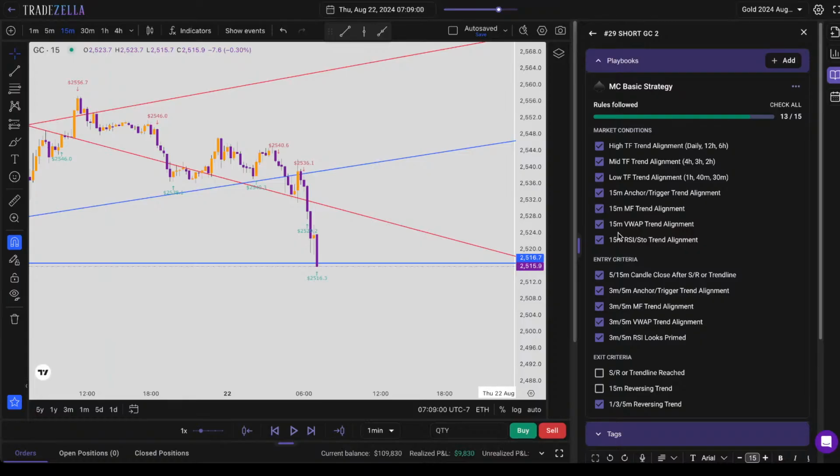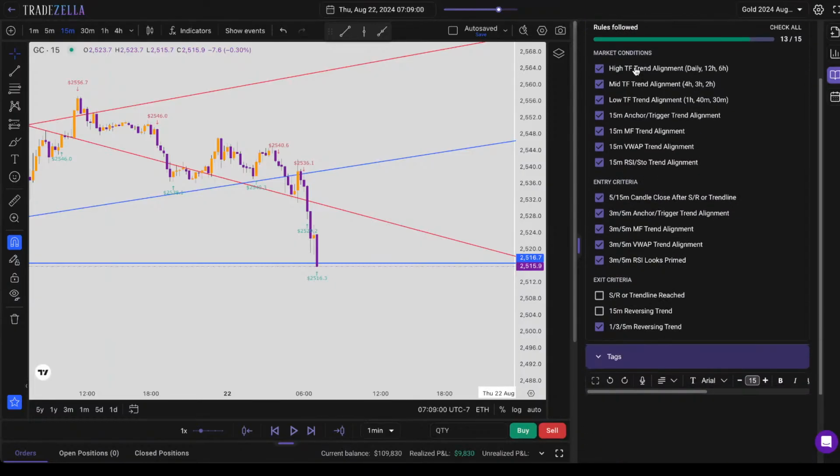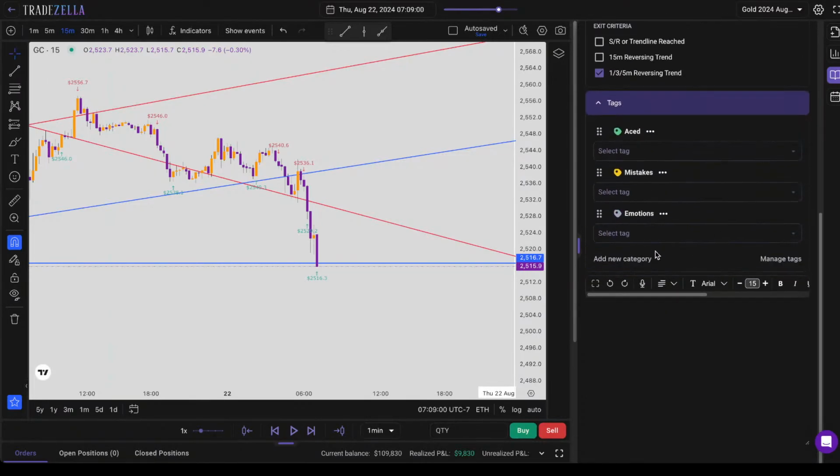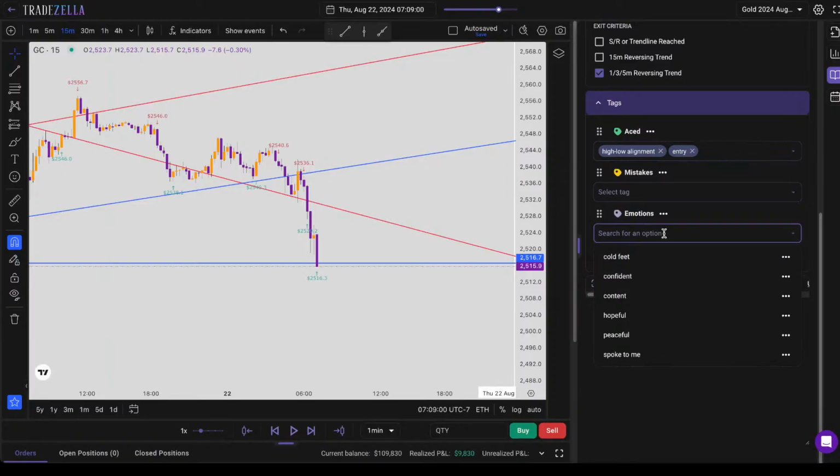Once it's run its course, you come back to the journal, and then you write in some thoughts from a point of clarity. Look at this. Isn't that beautiful? We met every criteria. What did we ace? High-low alignment, entry, ace in it. We're going to say it spoke to me, confident.